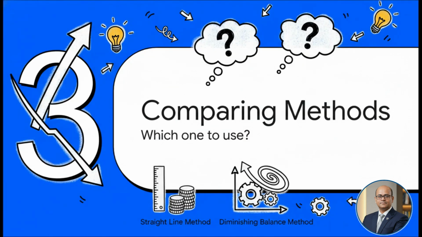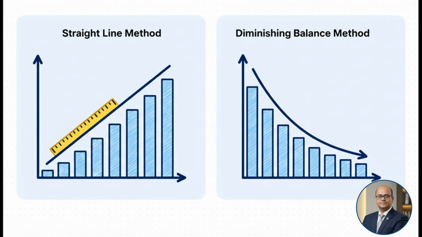Okay, so we have two methods, straight line and diminishing balance. Now comes the main part, understanding the difference. Many students get confused here, so please pay close attention. So, let's look at the main differences. The straight line method is very simple to calculate, same amount every year. But the diminishing balance method is often more realistic.